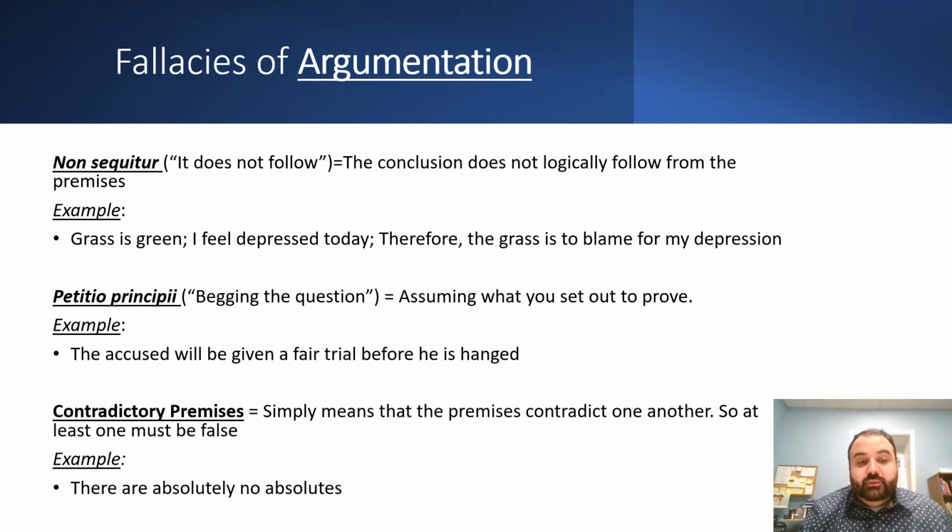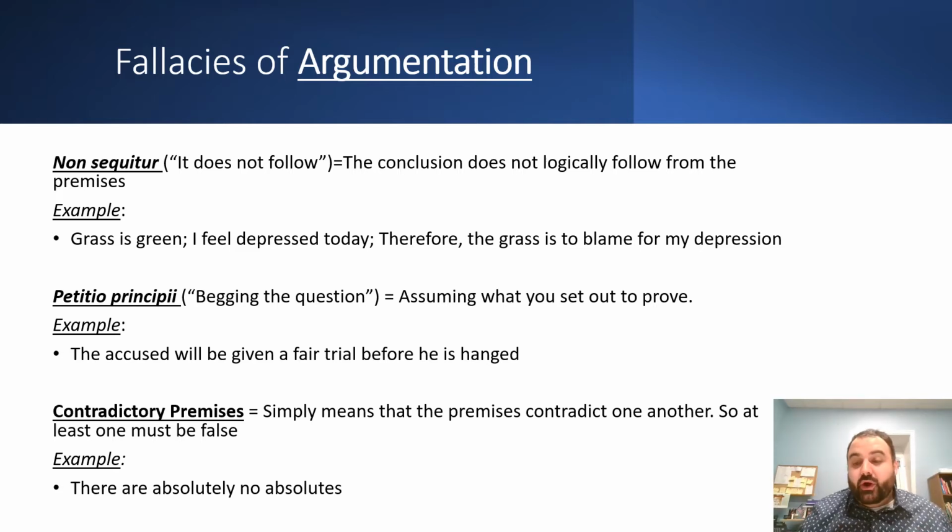Lastly, a contradictory premise. This simply means that the premises in your argument contradict each other, so at least one of the premises of your argument must be false, and as a result, your strategy for making the argument is a bad one. So an example is saying that there are absolutely no absolutes. Well, as you can clearly see, that's a contradiction.